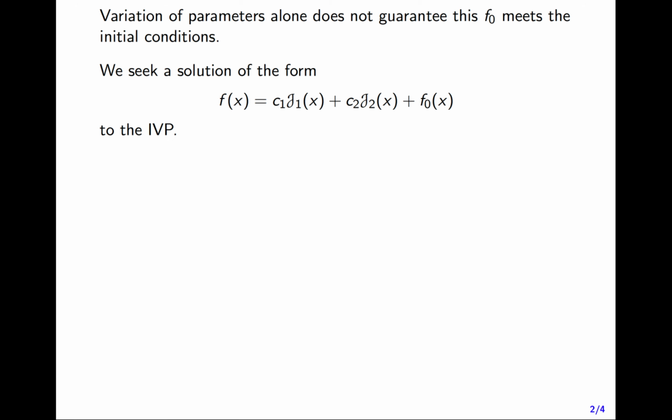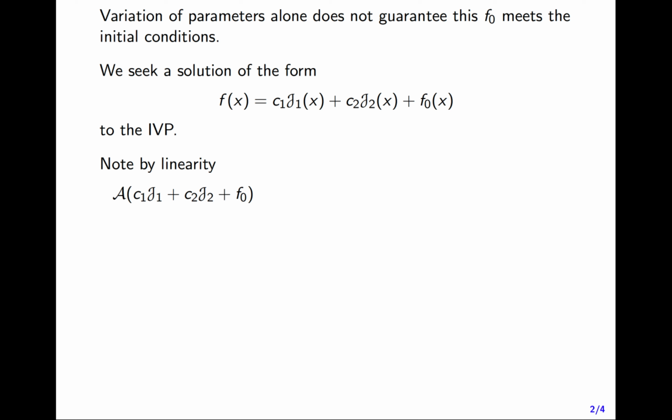Remember, variation of parameters alone doesn't guarantee that the function f0 that variation of parameters gives will solve the initial conditions at all. Instead, we'll seek a solution of the following form. f of x equals c1 times j1 of x plus c2 times j2 of x plus f0 of x. And I know j1, j2, the fundamental solution set, and I know f0 from variation of parameters. So as always, I just have to figure out what c1 and c2 are.